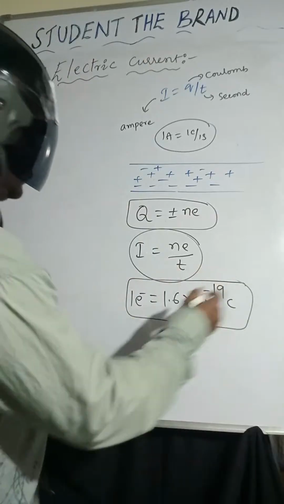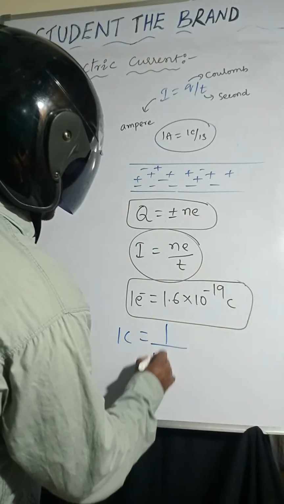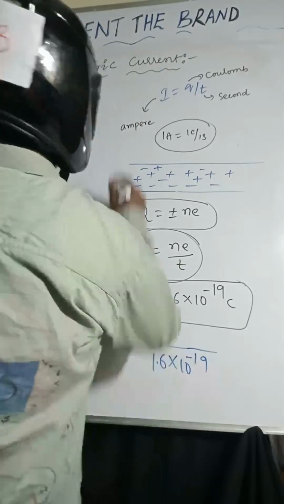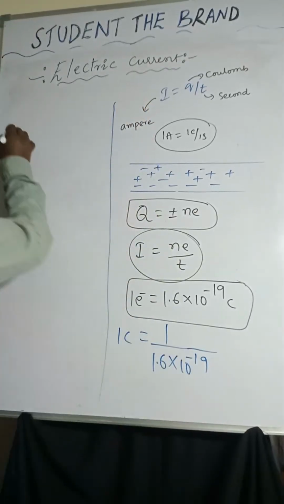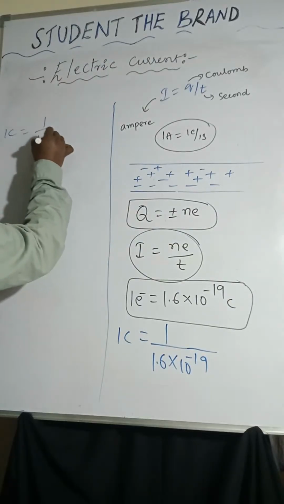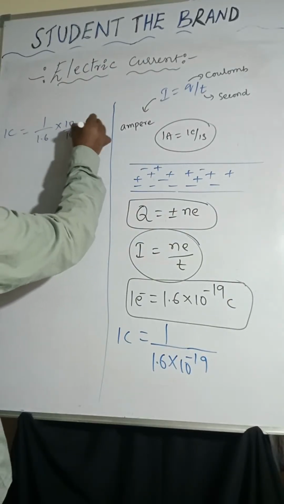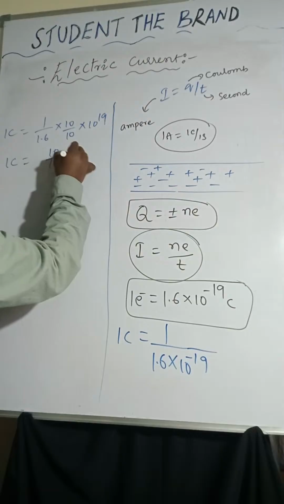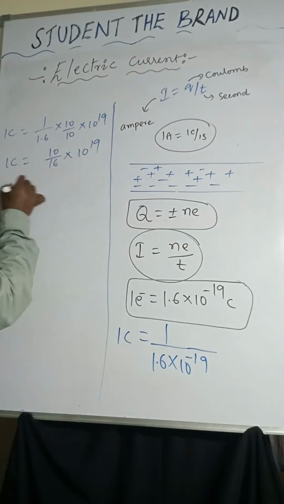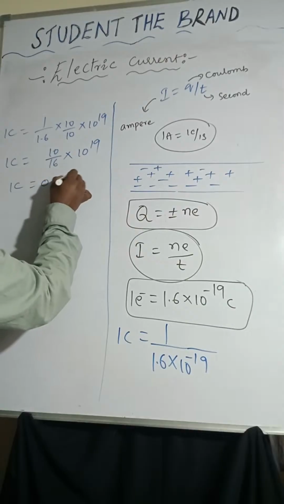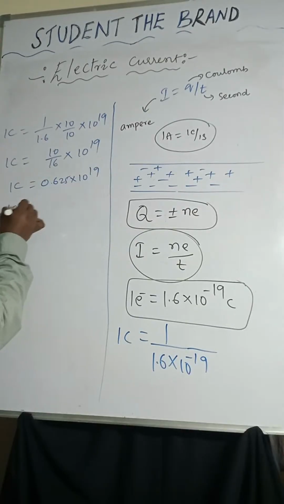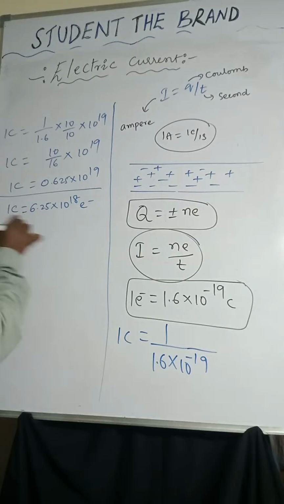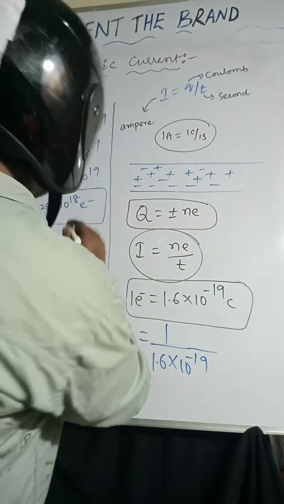Now you can see here. In 1 coulomb, 1 by 1.6 into 10 power minus 19, which is 10 into 10 power 19 by 16. So 0.625 into 10 power 19. In 1 coulomb, 6.25 into 10 power 18 electrons are present.